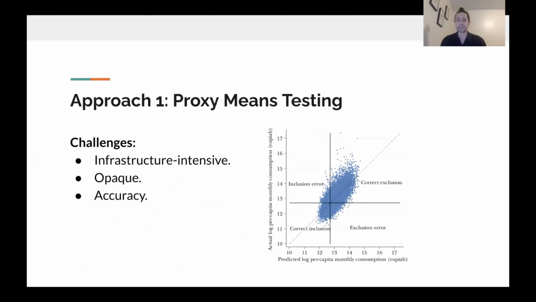On the right, you'll see a chart from a proxy means tested program in Indonesia, where on the horizontal axis is people's predicted consumption. On the vertical axis is their actual consumption. And you'll see that there's quite a few errors, both inclusion errors, so people receiving benefits who probably shouldn't have, as well as exclusion errors, people who were eligible but somehow didn't get any benefits.